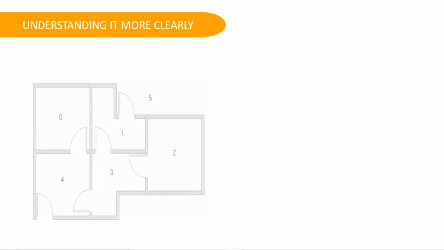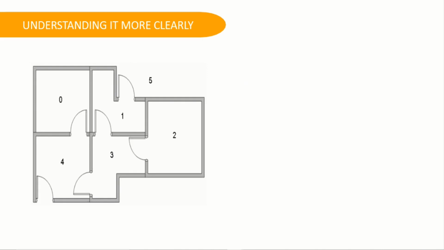So now let's understand it more clearly. For that, consider an example where we have a house with 5 rooms, and the number 5 here represents the exterior of the house.